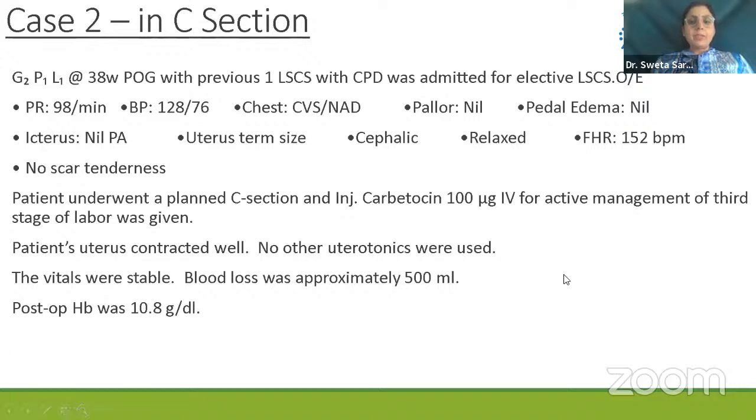And for active management, injection carbetocin was given, 100 microgram IV. Almost immediately, the patient's uterus contracted. No other uterotonics were used, and the blood loss was significantly less as compared to the use of syntocinon. And post-operative hemoglobin was 10.8 gram per deciliter. Next slide.